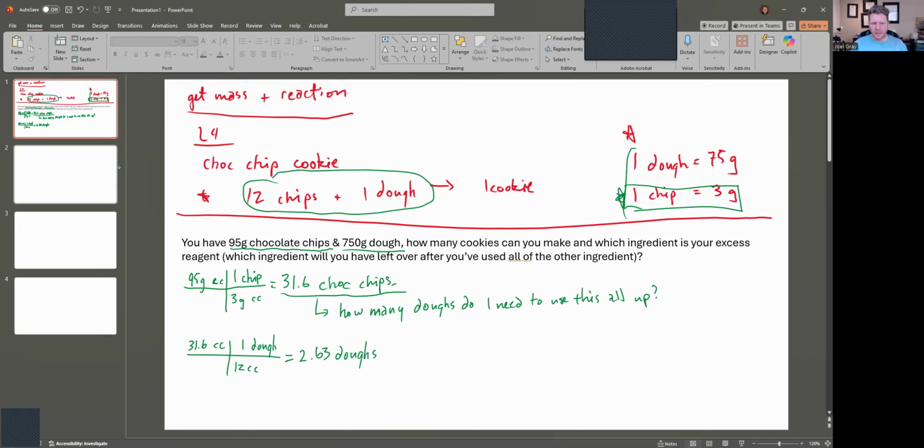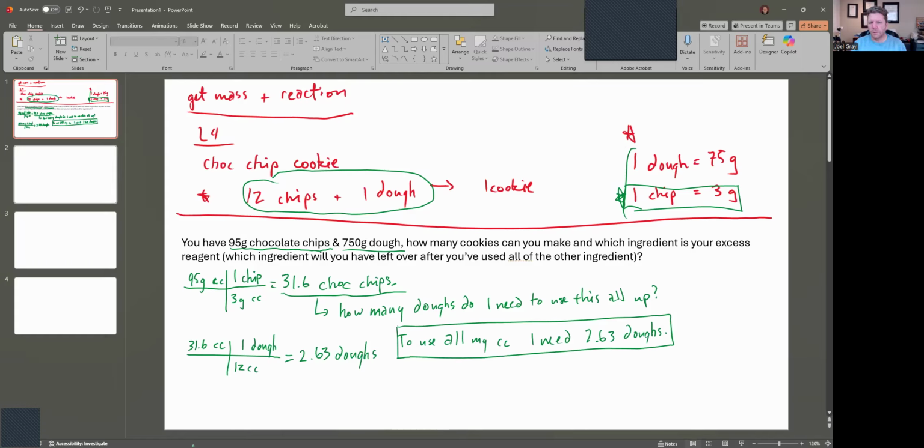So what that means is that if I used up all of my chocolate chips, and I like to write a statement here, to use all my CCs, I need 2.63 doughs. Now that's kind of weird because I don't really think about cookie dough as an individual unit, but there we go. Now, this is a true statement. This is kind of the hypothetical true statement.